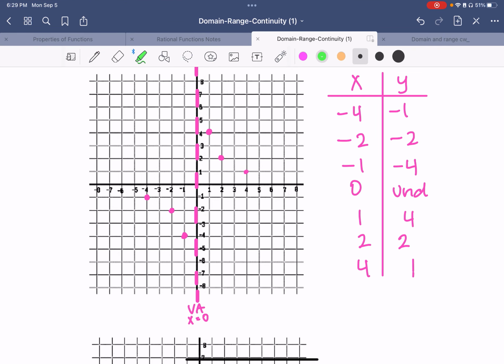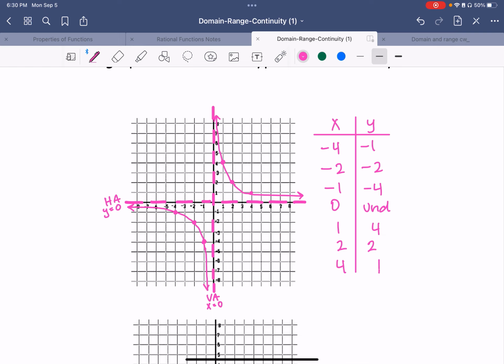So I'm going to add that to my graph as well, so that when I graph it, I don't go past y equals 0. And this is for the horizontal asymptote, y equals 0. Okay, so I can make my function, just sketch it. Okay, so it looks something like that. So you have the vertical asymptote, the horizontal asymptote, and then you have some points there.